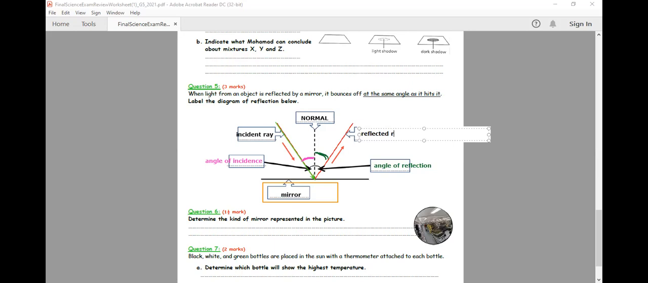Reflected ray. We have to pay attention to the arrows. There is a ray hitting the mirror and there is another ray bouncing off the mirror. As you can see from the arrows, this one is going down, and the second one is bouncing off the mirror. So this is the reflected ray. That's what we call reflection.